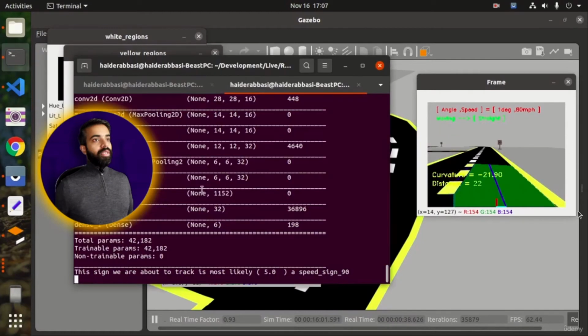Now, if you observe the command line, you can see that this sign we are about to track is most likely 5 out of 6 speed sign 90. So it was pretty sure that it was a speed sign 90, and it has been correctly tracked. Now let's observe what happens when it approaches the next sign.